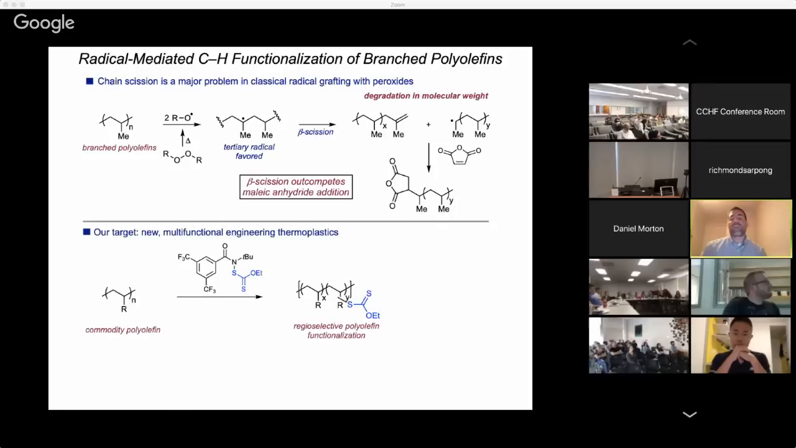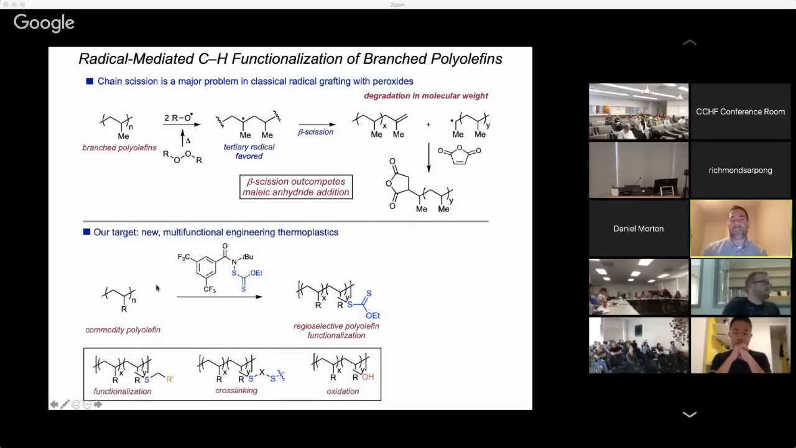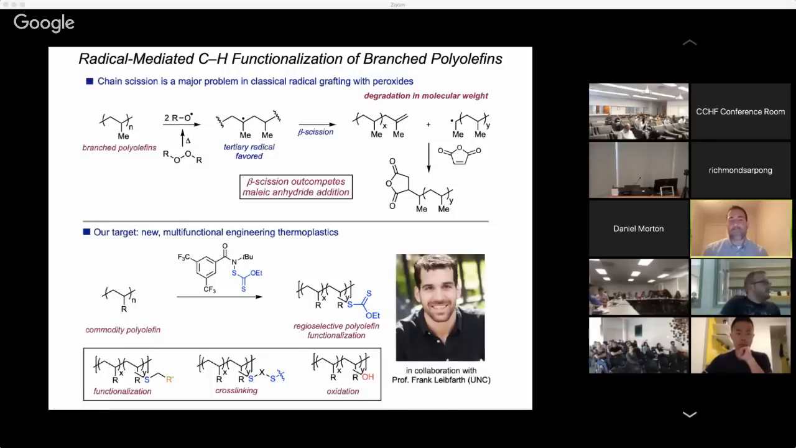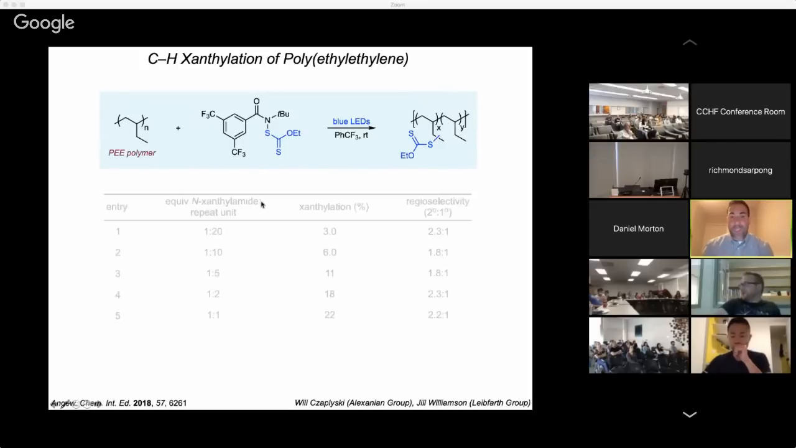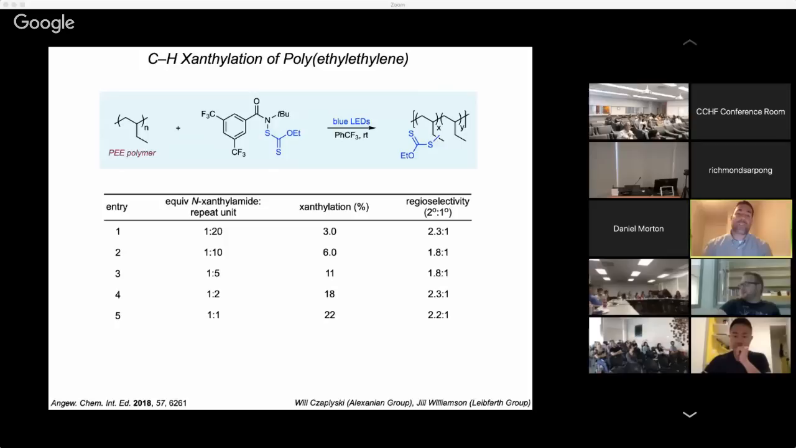And what we wondered is if we could use the sterically based site selectivity of our reagents to move away from that tertiary CH site, functionalize commodity polyolefins, and then do some very interesting reactions with those sorts of products. And this work is in collaboration with Professor Frank Leibfarth, my colleague at UNC. So this was published last year, and I won't spend too much time on it, but the sort of reactions that we would run is taking things like polyethylene and our xantholamide. You shine blue light on this, and you get a good amount of functionalization on that polymer.